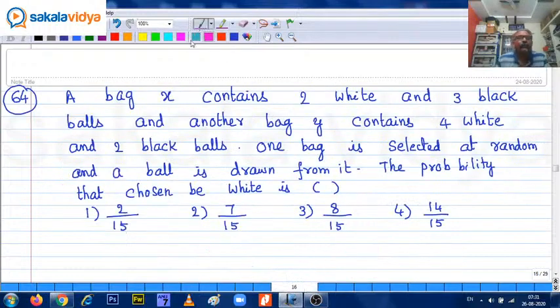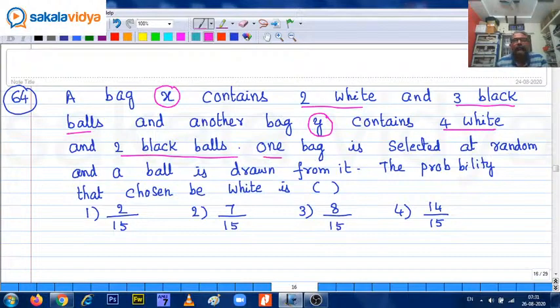Sixty-fourth problem. This is the name of the bag. A bag X contains two white, three black balls. Other bag Y contains four white, two black balls. One bag is selected at random. This is important.